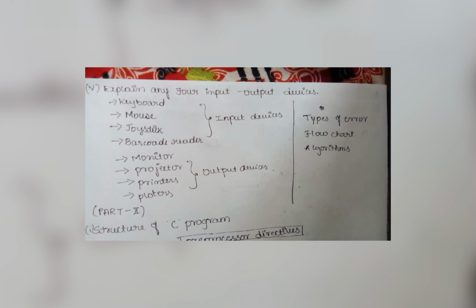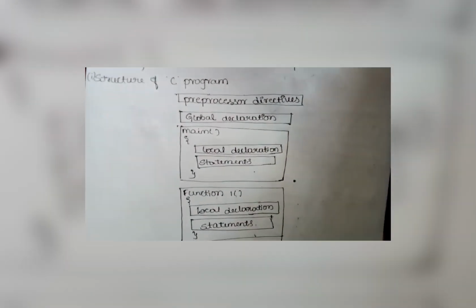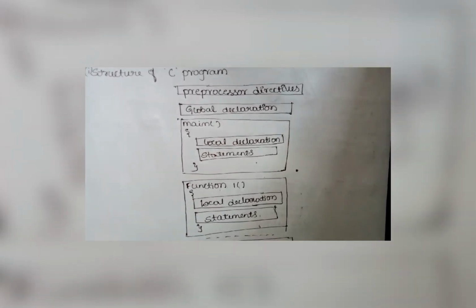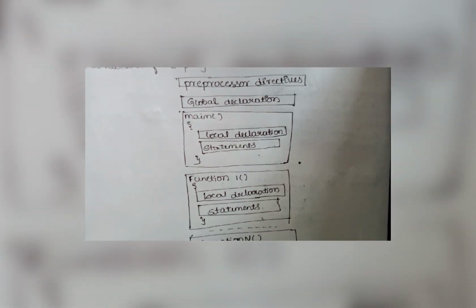So by knowing this in part 1, almost all the 1A questions will be from part 1 topics only, and that covers this. Next, come to the second part, that is the structure of a program. A very important question is the structure of a C program. If they ask this question, you need to write this structure and explain each and every term.